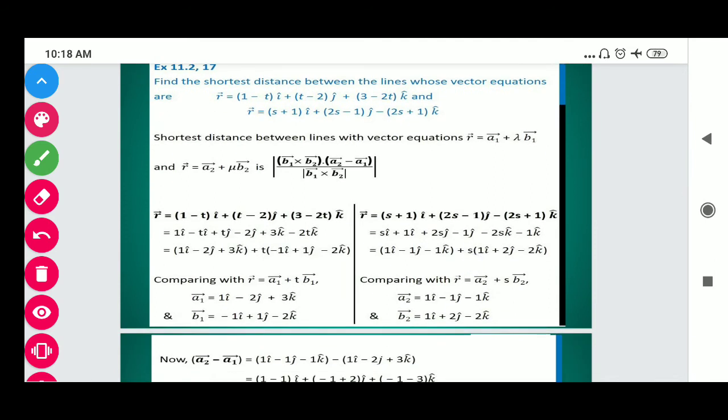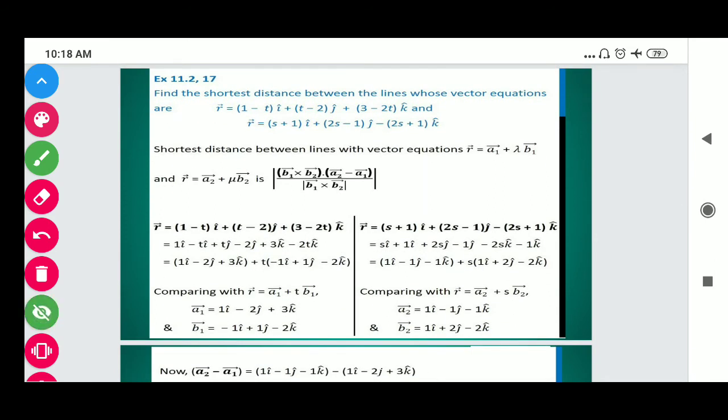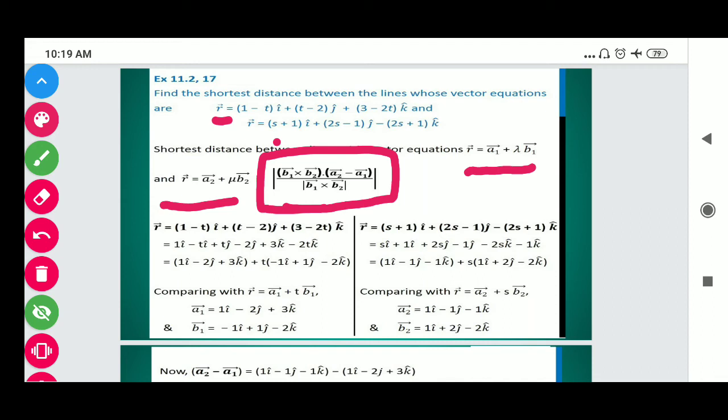Next we have question number 17. Find the shortest distance between the lines whose vector equations are given. Students, this is the same question, but the difference is that the scalar components are in the form of s and t. So don't be afraid of this, just go with the working rule. The shortest distance between lines in vector form is a2 minus a1 dot b1 cross b2 over magnitude of b1 cross b2.